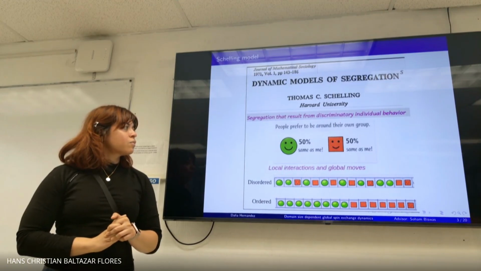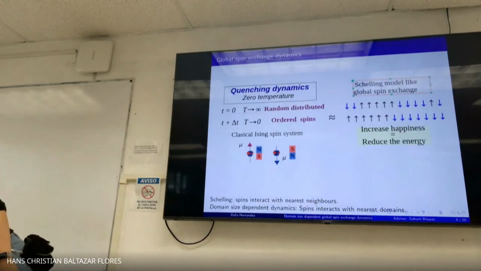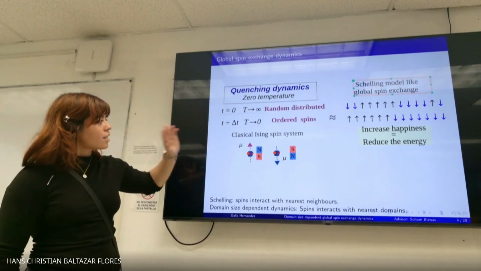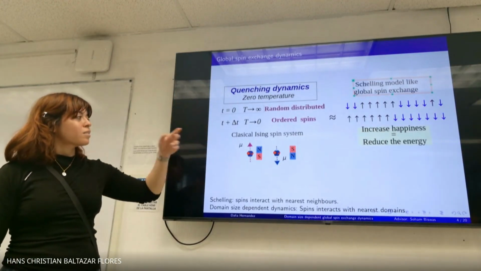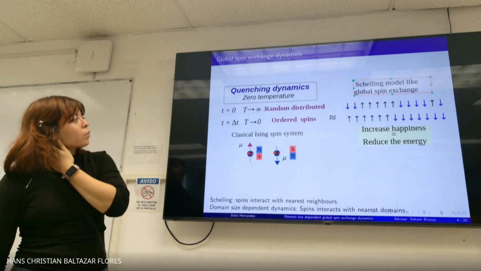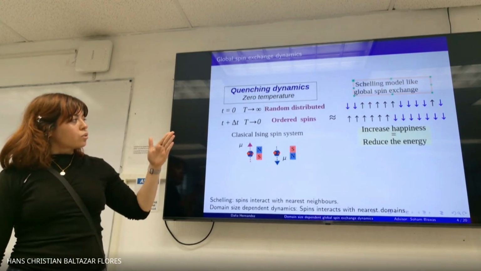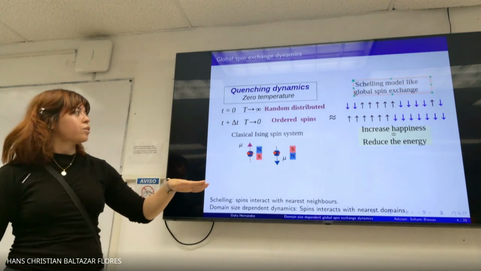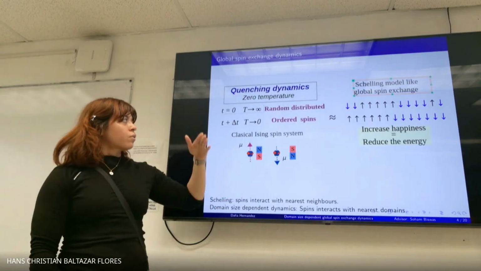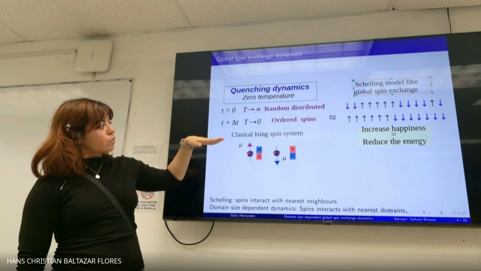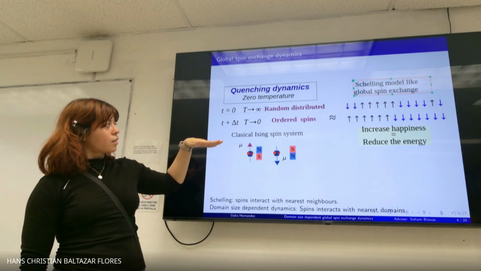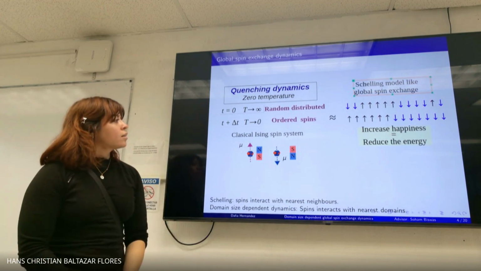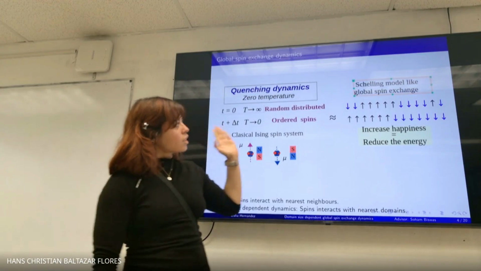Now, this is very similar to a quenching dynamics under zero temperature for a classical spin system, an Ising spin system, where from infinite temperature you reduce the temperature of your bath to zero. This causes that from a random distribution of spins, you reach an ordered state, all up or all down. Now we see an analogy with the Schelling model.